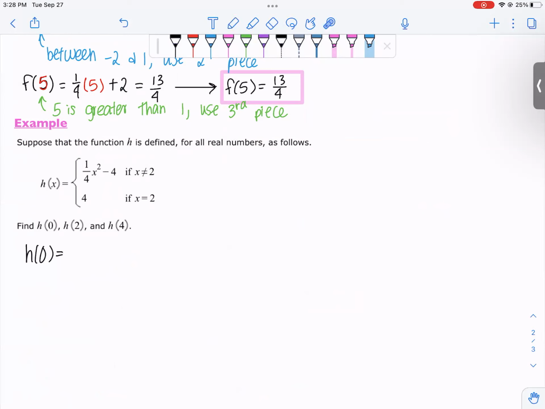Now, it says that we should use 1/4 x squared minus 4 if x is not equal to 2, and 4 if x is equal to 2. 0 is not equal to 2. It's just, they're not the same number, right? So we want to use this one because x is not 2. So we have 1/4 times 0 squared minus 4. That's just going to be negative 4. h of 0 is negative 4.